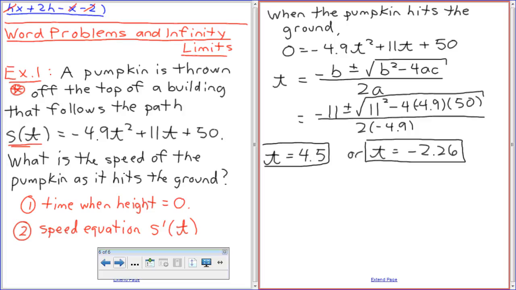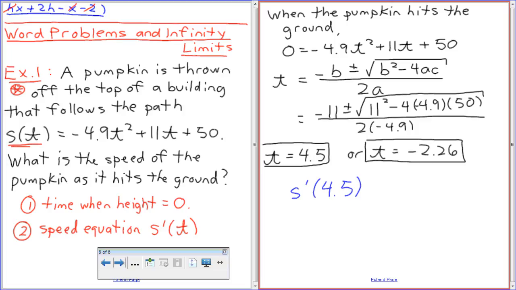Sort of good. Which answer are we going to use, Chris? The positive one. Why? Because you can't really have a negative. Right on. This would be like I'm ready to throw my pumpkin. Negative 2.26 would be if the parabola continued this way. Positive 4.5 is it going forward. So we're just using this one. So our eventual answer here is going to be that we're looking for s prime of 4.5. Okay, that's what we want to end up looking for.